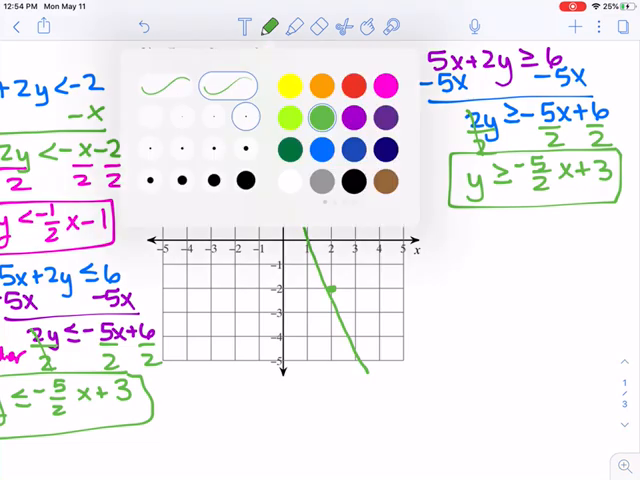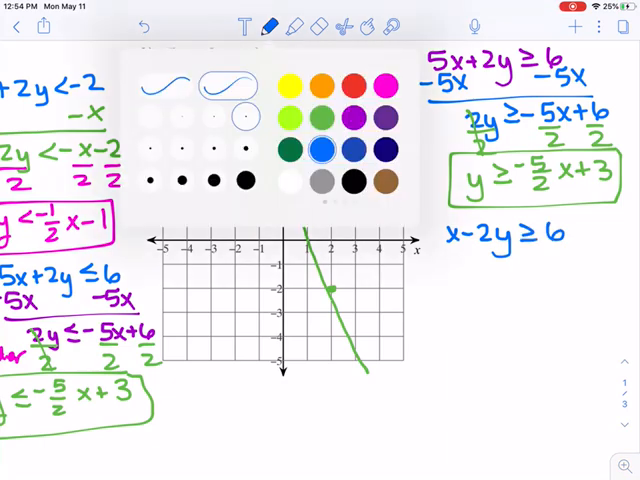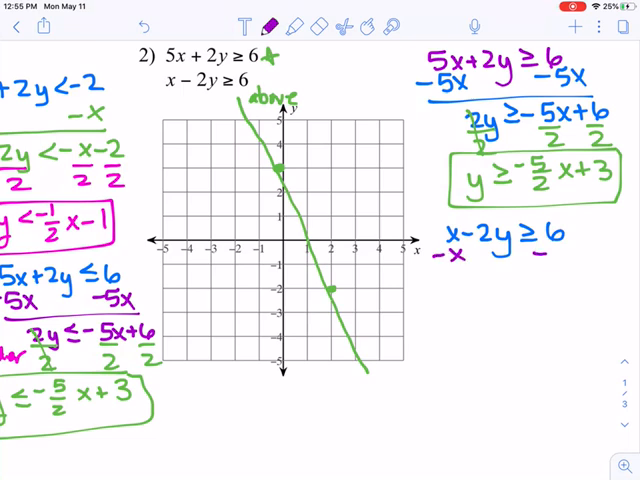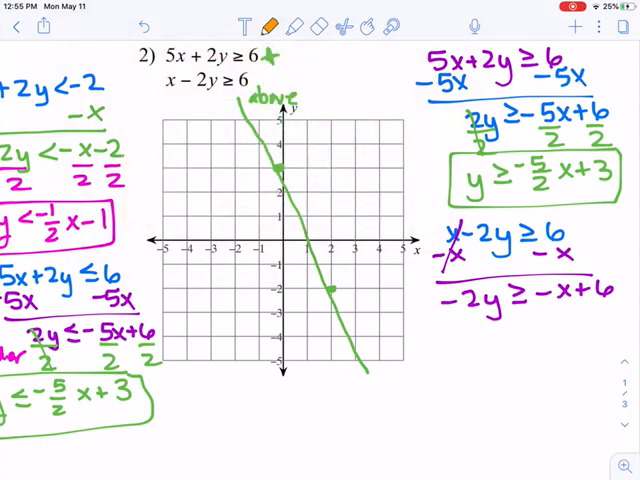Now let's take a look at our second line. We've got x minus 2y is greater than or equal to 6. We want to get our y by itself, which means that we're going to start off by subtracting x from both sides. That leaves you with negative 2y is greater than or equal to negative x plus 6. We are dividing by a negative. So if I divide both sides by a negative, that means I have to flip the inequality around. So now y is less than or equal to negative 1 divided by negative 2 is a positive 1/2 x, and 6 divided by negative 2 is negative 3.